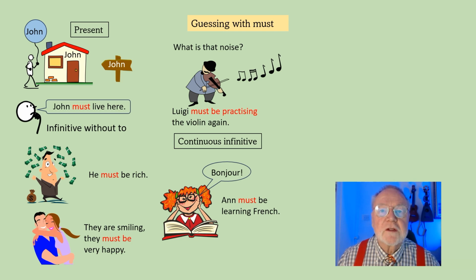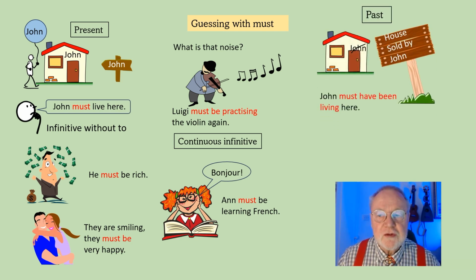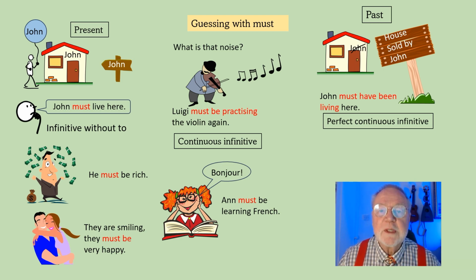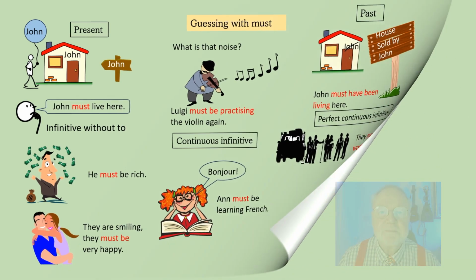We can still guess in the past. Here are some facts. Here's John's house. His sign is crossed out and the sign itself says house sold by John. So we can guess or deduce John must have been living here. And this time we have a perfect continuous infinitive. John must have been living. Here's another example. They must have been working hard today.